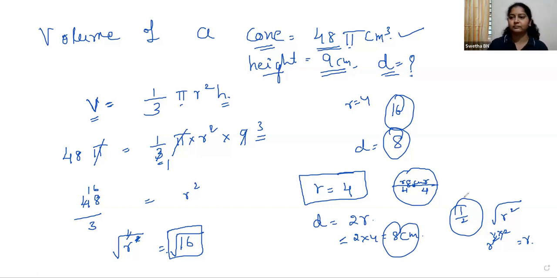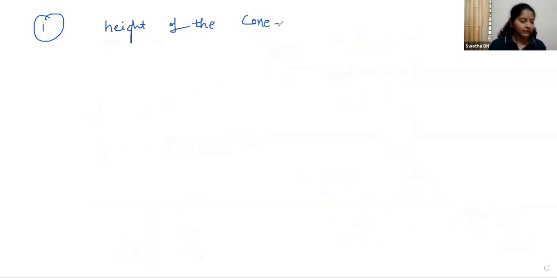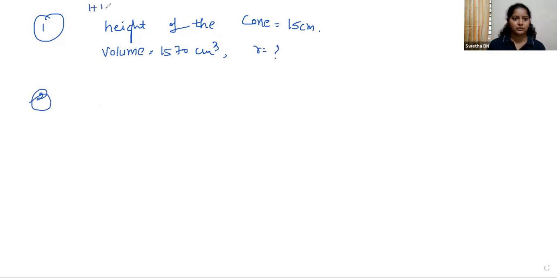Okay. Next, I'll give you another sum, you do it at home, children. Height of the cone is given, that is equal to 15 centimeter. Volume is given, 1570 centimeter cube. So r is equal to question mark. You practice at home.